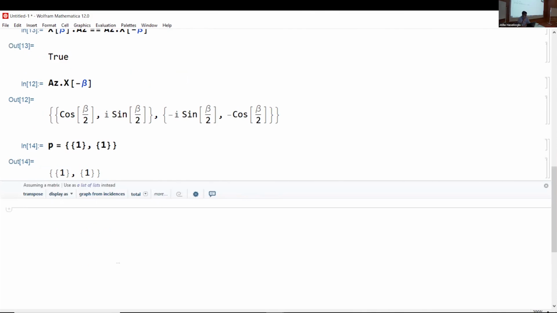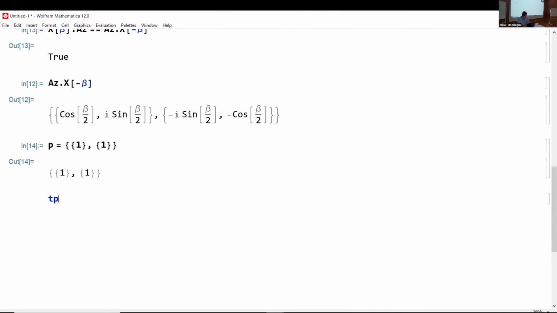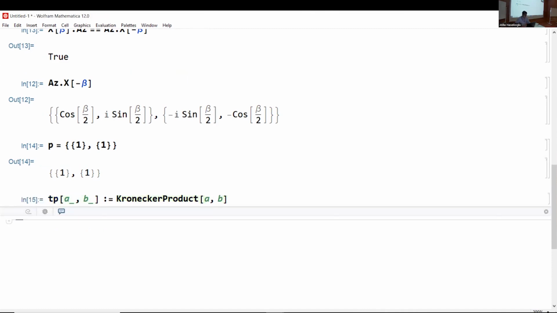Now I need to define a tensor product. So I define the tensor product between two entities, A and B, as the canonical product of A and B. So I define the tensor product as well. This is how I define a function that computes the tensor product.